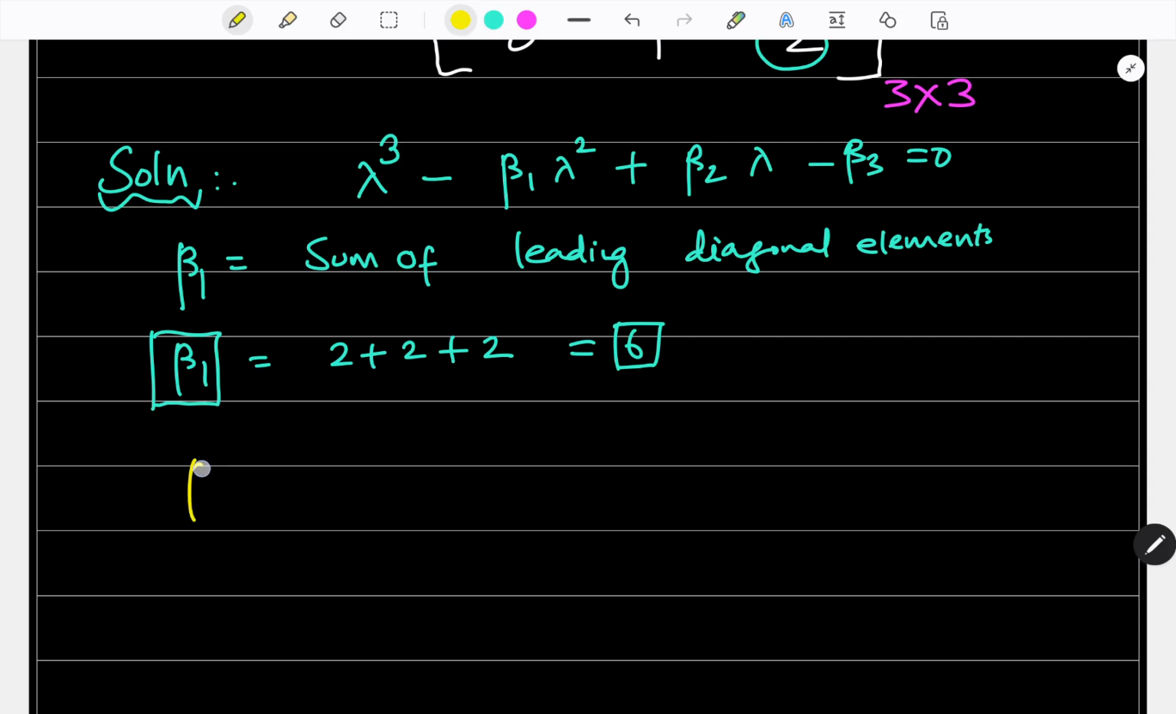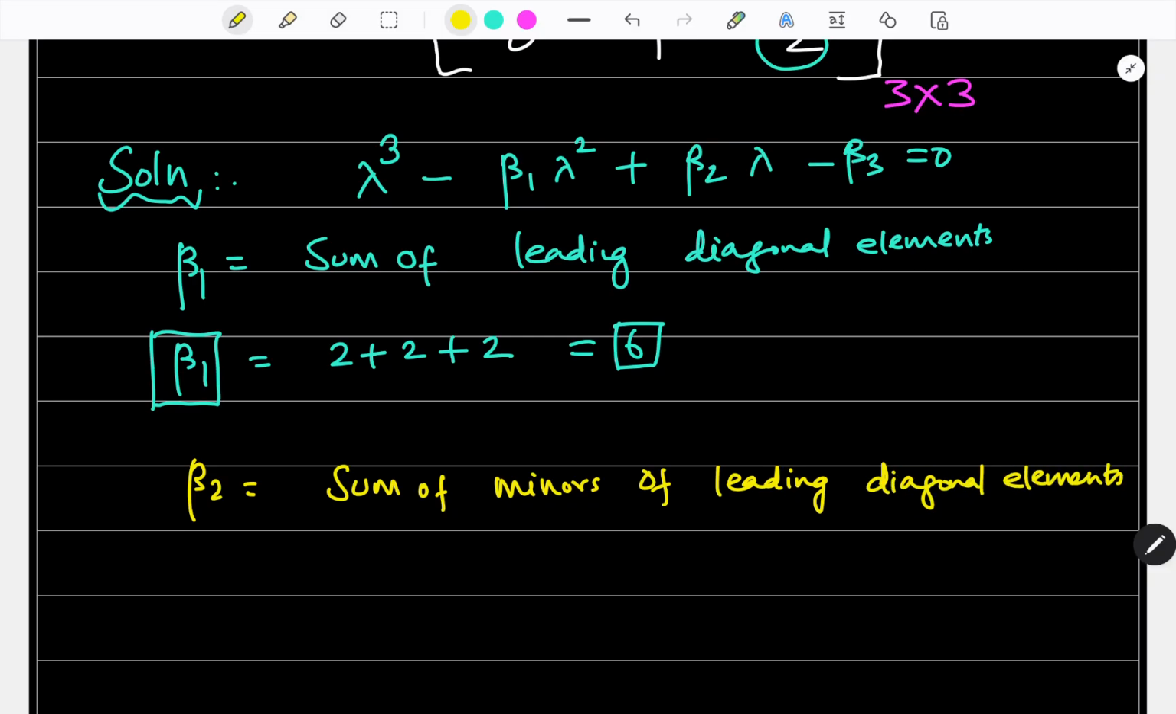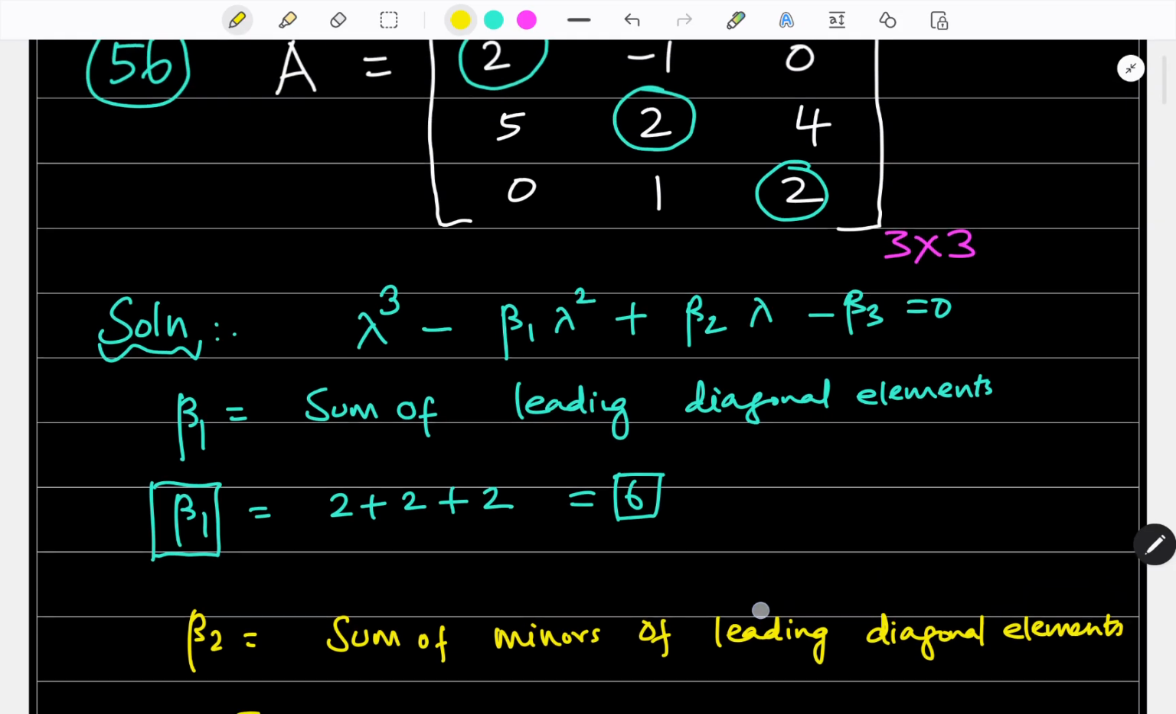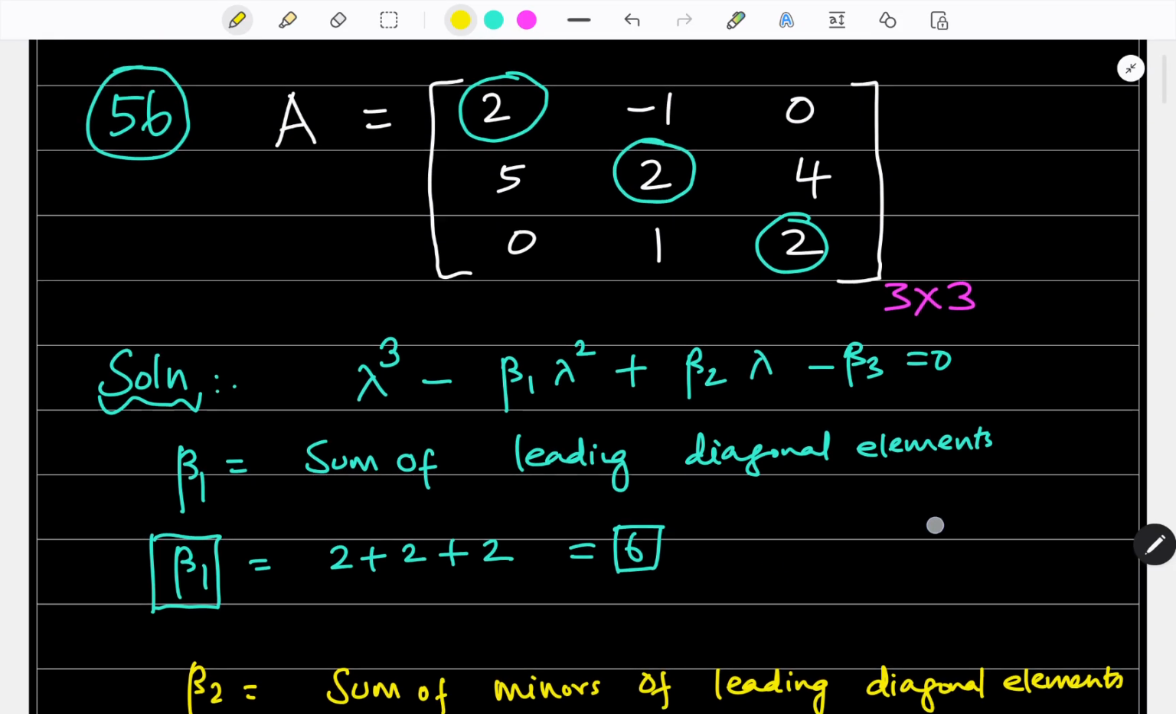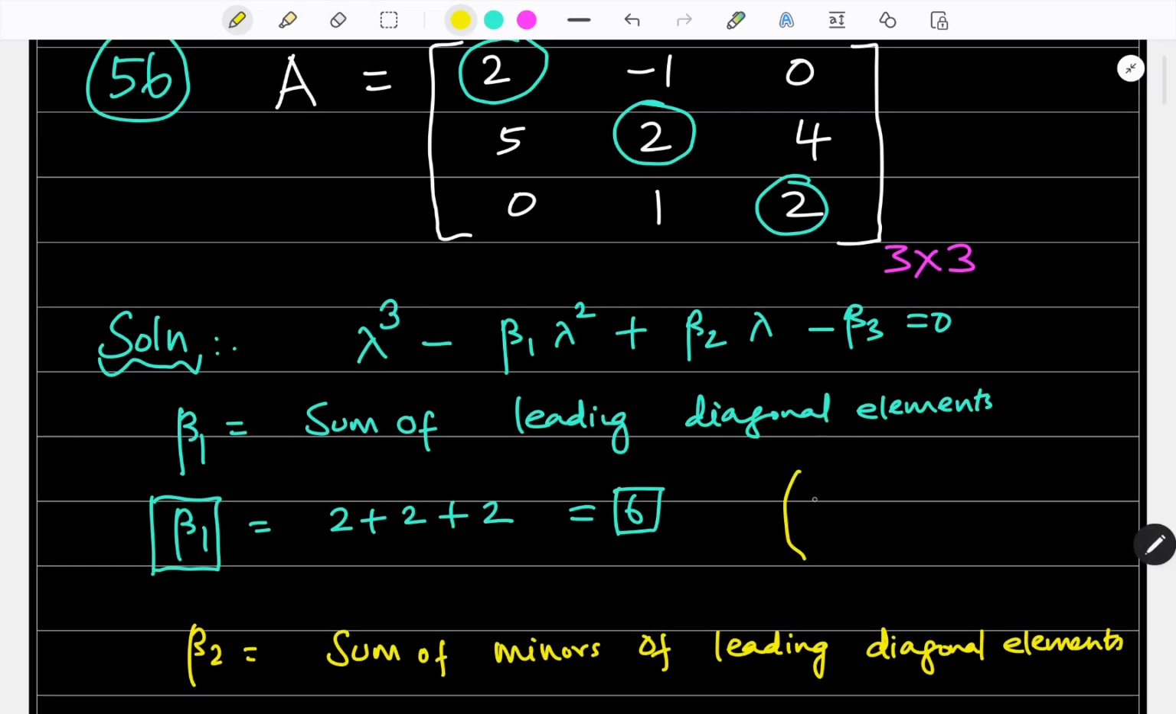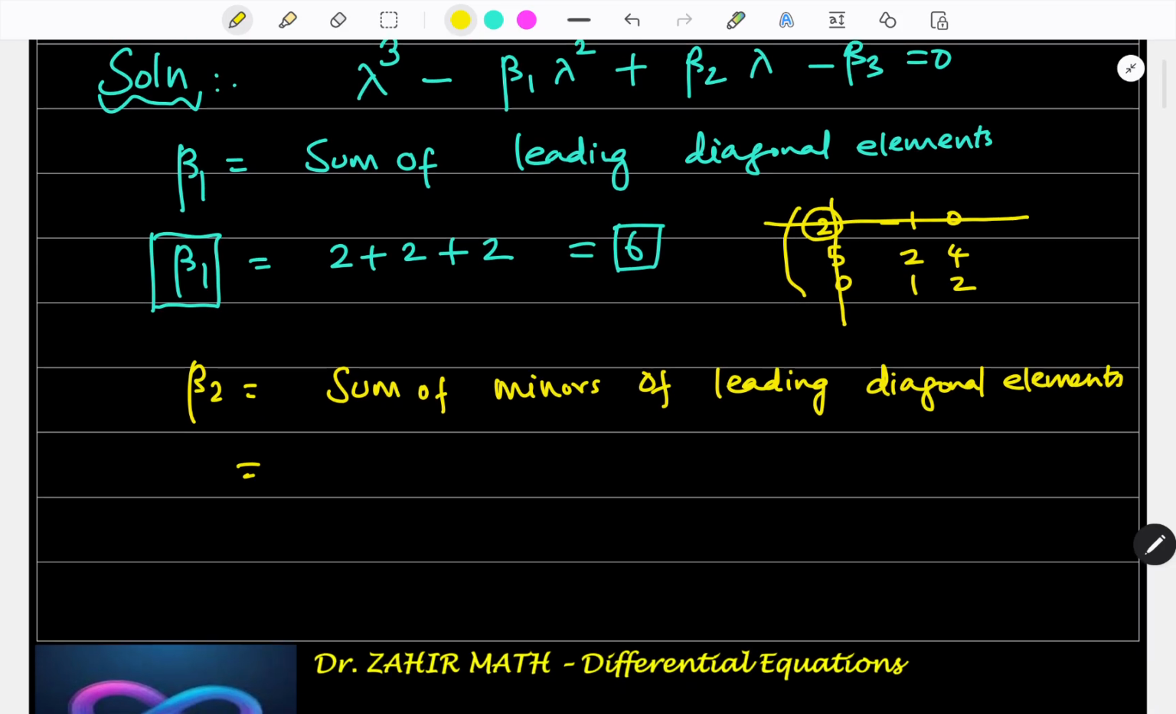Let's go with beta 2. What is beta 2? The sum of minors of leading diagonal elements. So what is the minor? Let me write the matrix: 2, -1, 0, 5, 2, 4, 0, 1, 2. We are going to take the minor of the first element, so this row you shouldn't take, this column you shouldn't take. You get 2, 4, 1, 2.